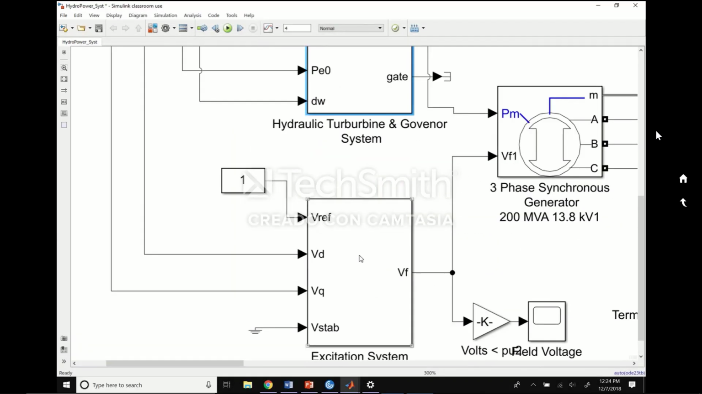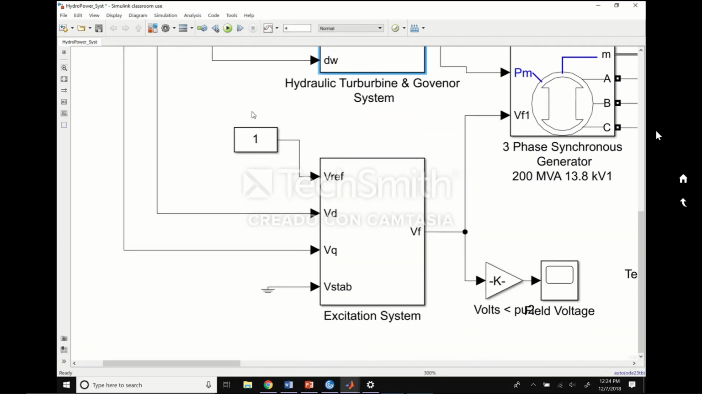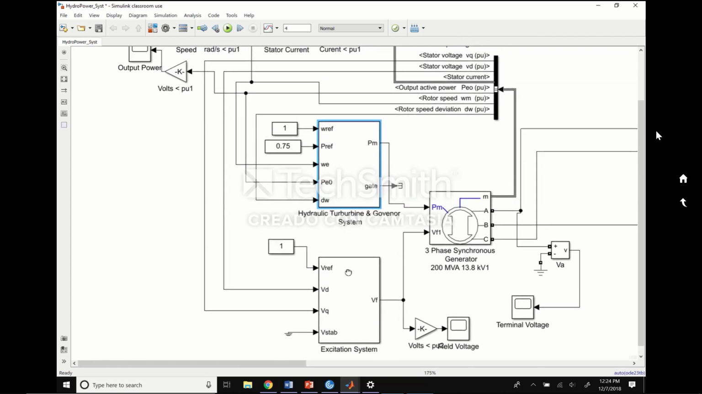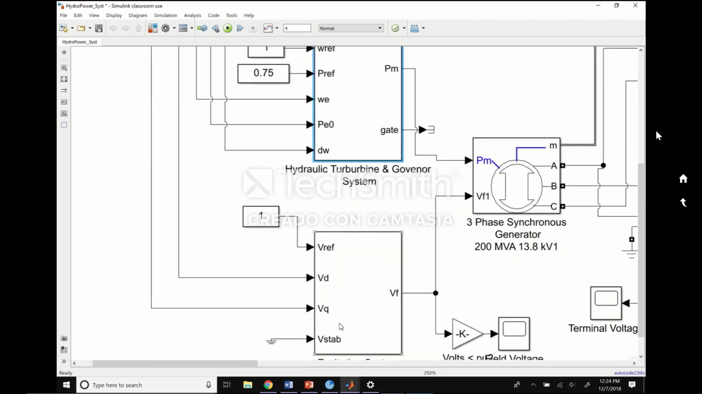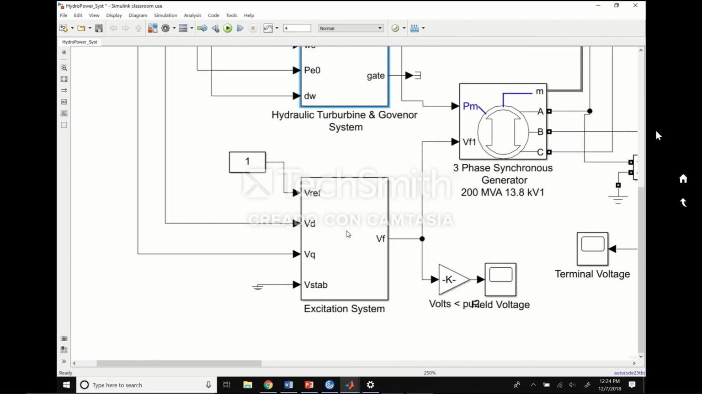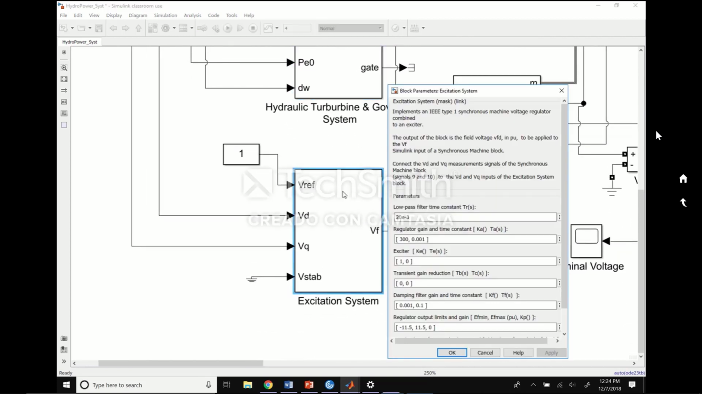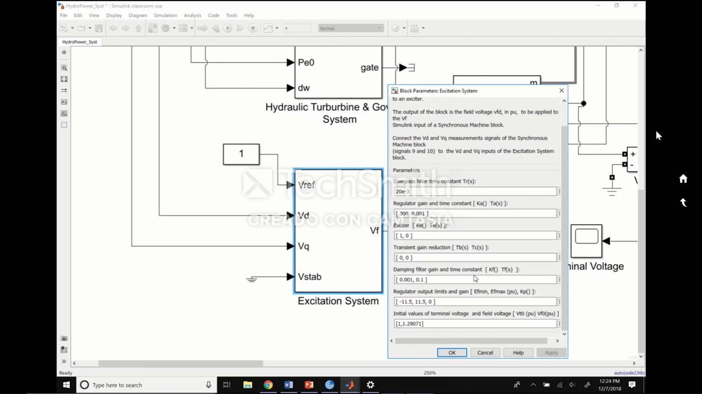And next, for the excitation system, we have another reference voltage in per unit values. That's why this is 1. This is also taken care of by the power GUI. And we have 2 inputs here, the stator voltage on the D and the Q axis. These also come from the feedback loop from the generator. If we click on this, we see more parameters, and again, these are all taken care of by the power GUI.